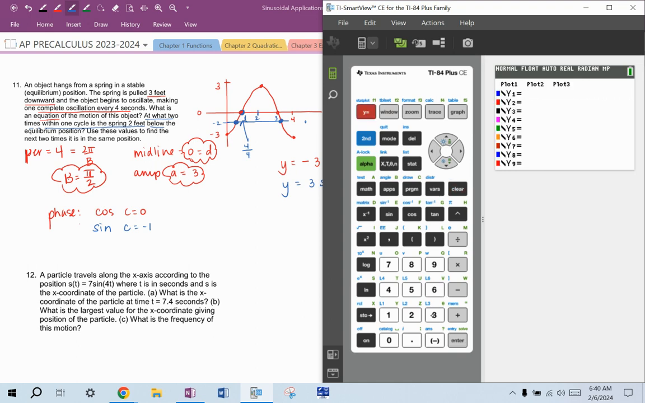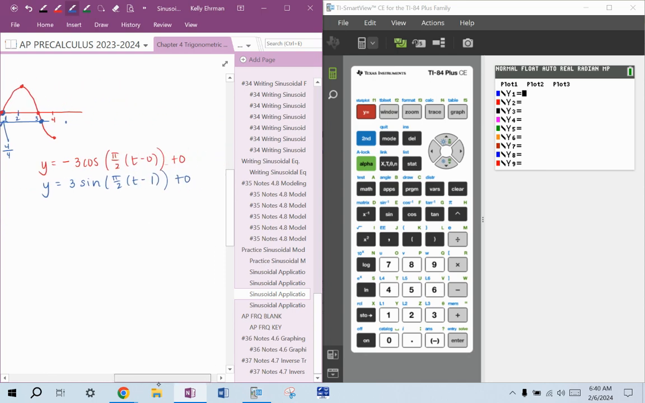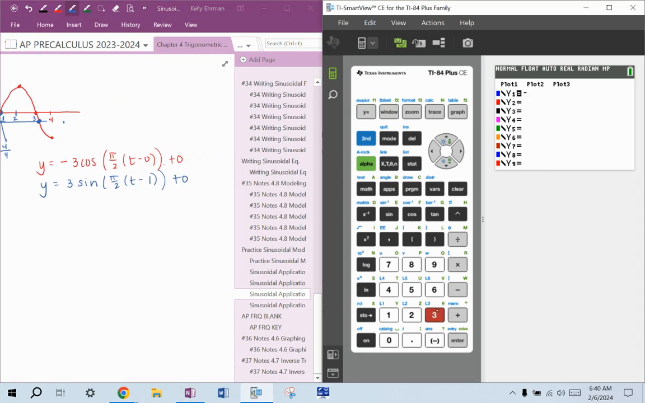So I'm going to type in my cosine equation. So that's -3 cosine of pi over 2 times x. I guess I could put in the -0. This isn't really necessary. But anyway, that's my full equation. You could just get the zeros off. Pi over 2 times x is fine. And we're looking for when is this equal to -2 because it said 2 units below.